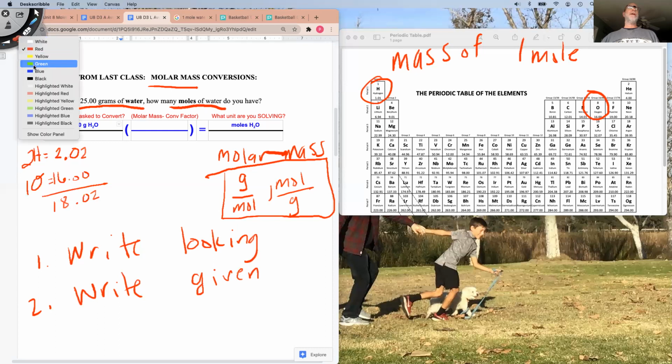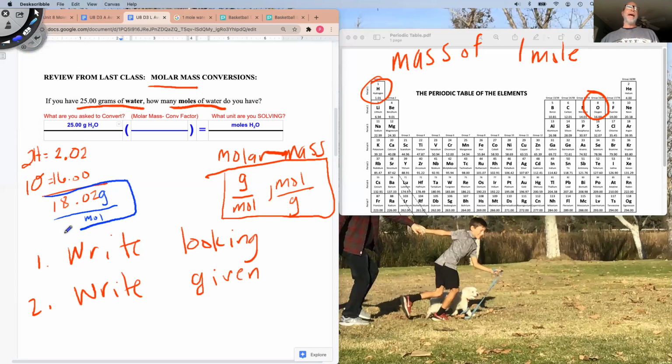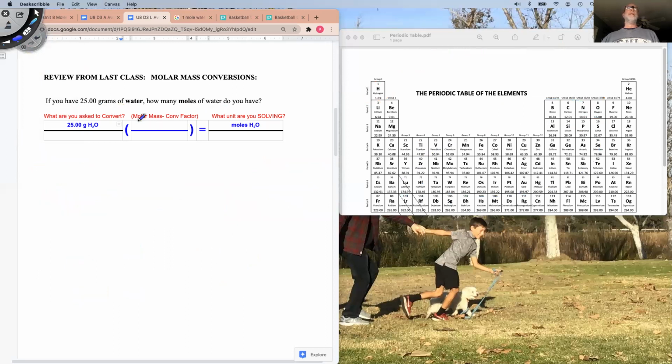We have to put down the most important part, which is its unit: 18.02 grams per mole. That is the mass of 1 mole. That is the molar mass. Those are the units we use. So whenever we have to convert grams into moles, we use the periodic table. Let's work it out. We just said that the molar mass equals 18.02. Now the question is, are we going to put the 18.02 on the top or the bottom?